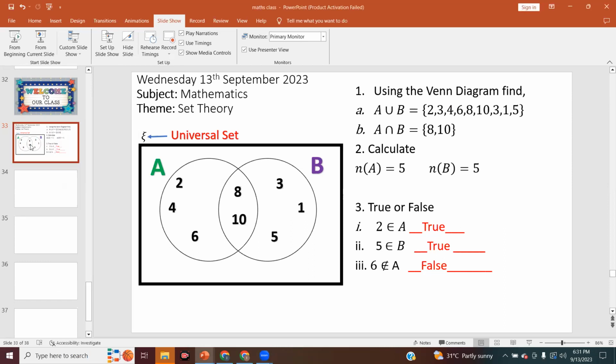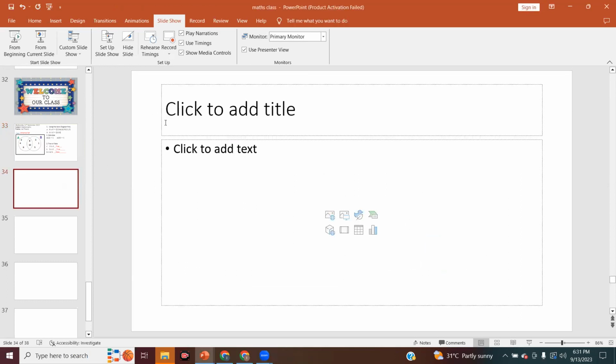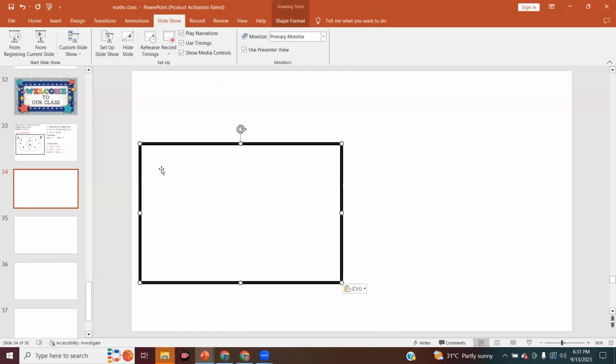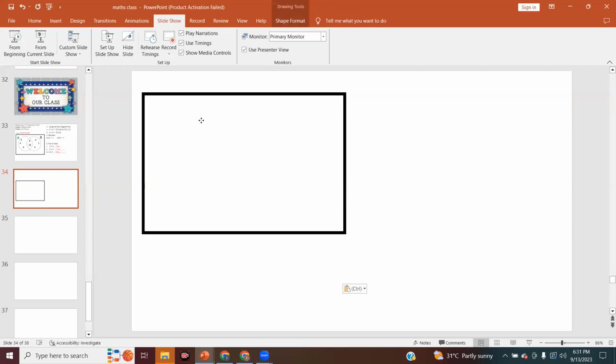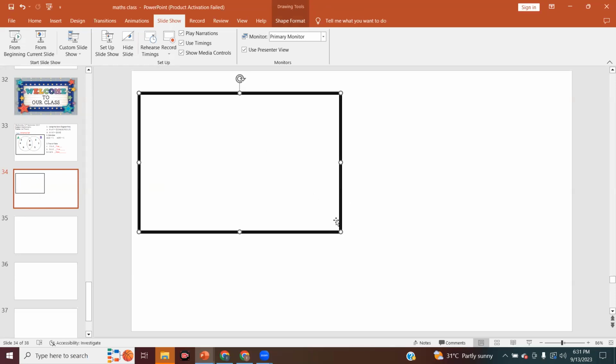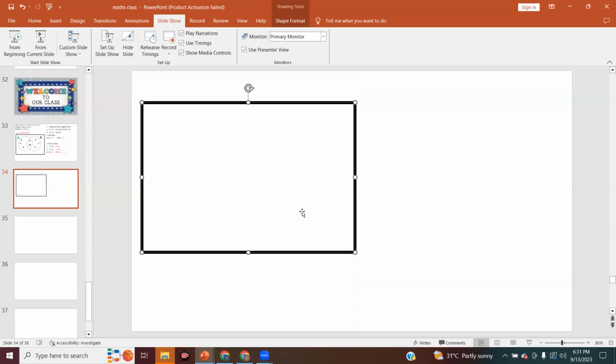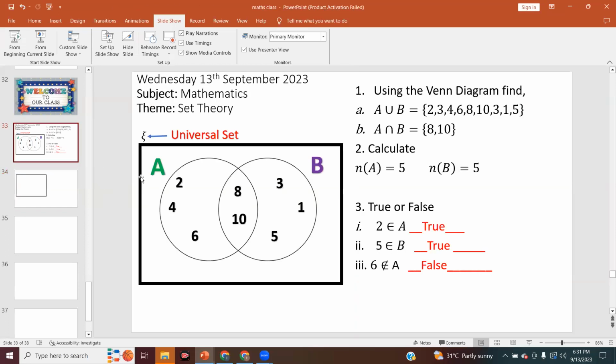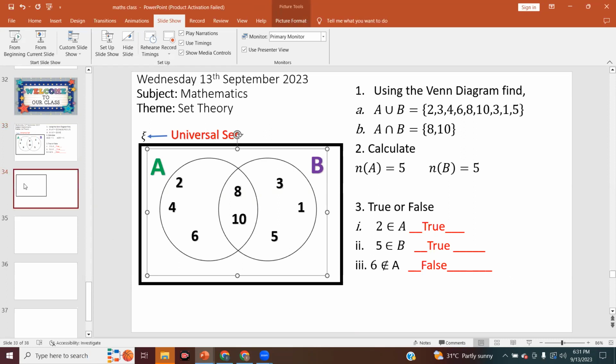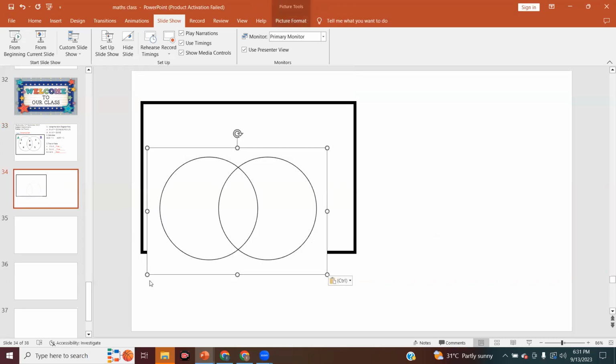Okay, so let's do another one. For this one, we're again going to construct a Venn diagram, using a ruler and a circular edge to draw the circles. I want you to construct this Venn diagram.